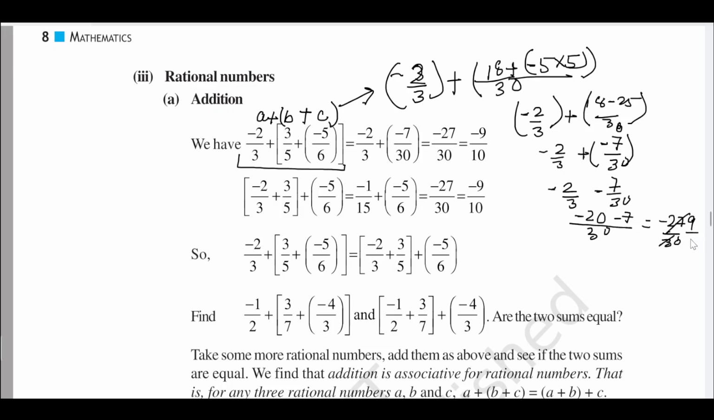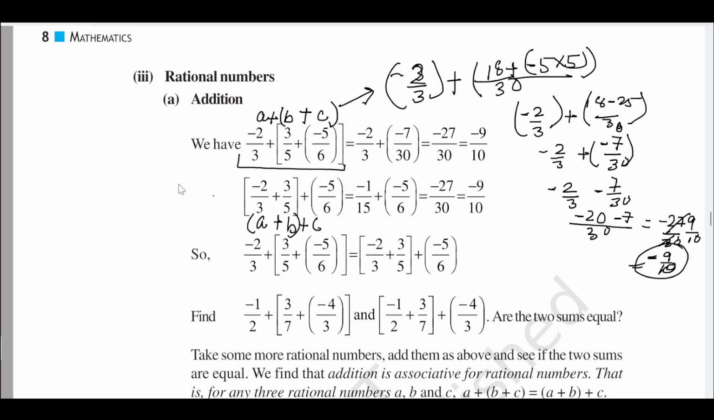We multiply by 9 times and 10 times. So we are getting 9 by 10 in LHS side. Minus 9 by 10. In RHS side, we are grouping this one, A plus B plus C. We are grouping minus 2 by 3 and 3 by 5 together, and keeping this one C alone.